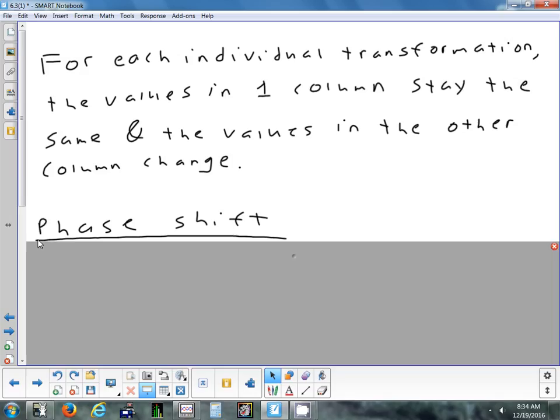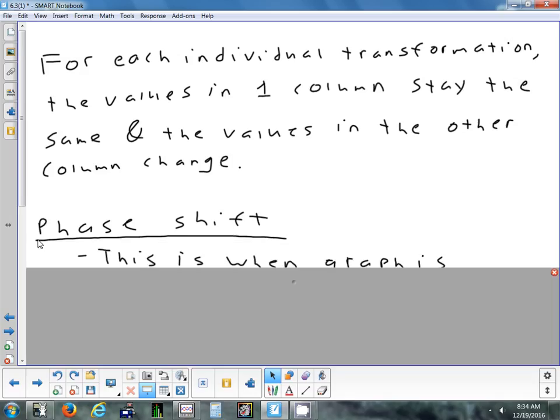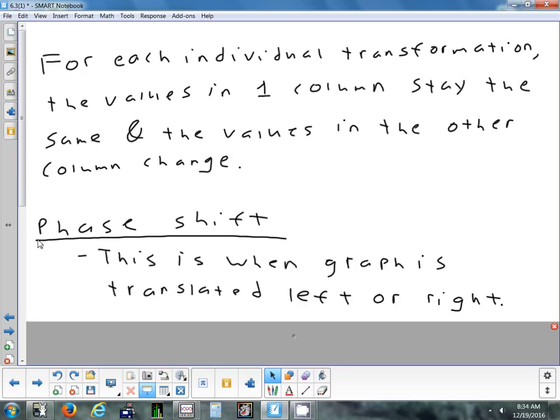Now, we've done this kind of transformation before. We've never called it this, and they usually don't call it this, unless you're dealing with a trig function. But all a phase shift is when the graph moves left and right. Not stretch left and right, just move left or right. It's like a translation.